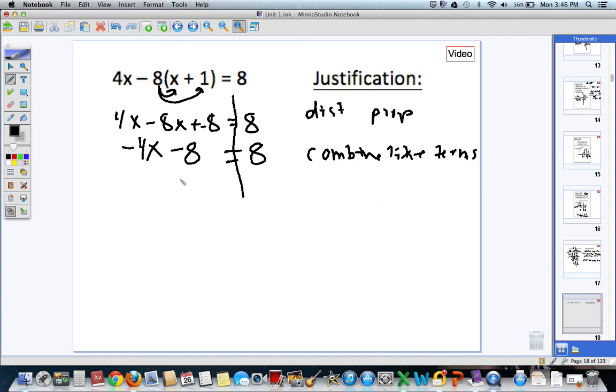Okay, now we want to eliminate our constant. We want an x by itself. The x is on this side, so that means I want to get rid of this constant. To get rid of this constant, I want to put it over here. To move it to this side, I have to do the opposite of minus, which is plus. Add 8 to both sides.